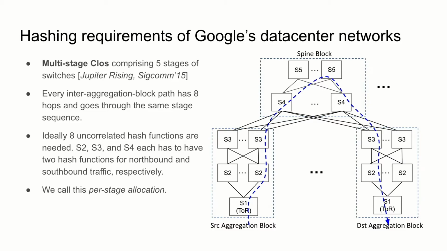So for interblock traffic, every single packet follows a fixed structure path, which has exactly 6 hops, and it goes through the exact same stage sequence. So this suggests a pretty simple hash function allocation scheme, where for each hop, let's assign a unique hash function. Note that this means for switches at S2, S3, and S4, you will have two hash functions assigned to northbound traffic and southbound traffic respectively. And we call this scheme per stage allocation.